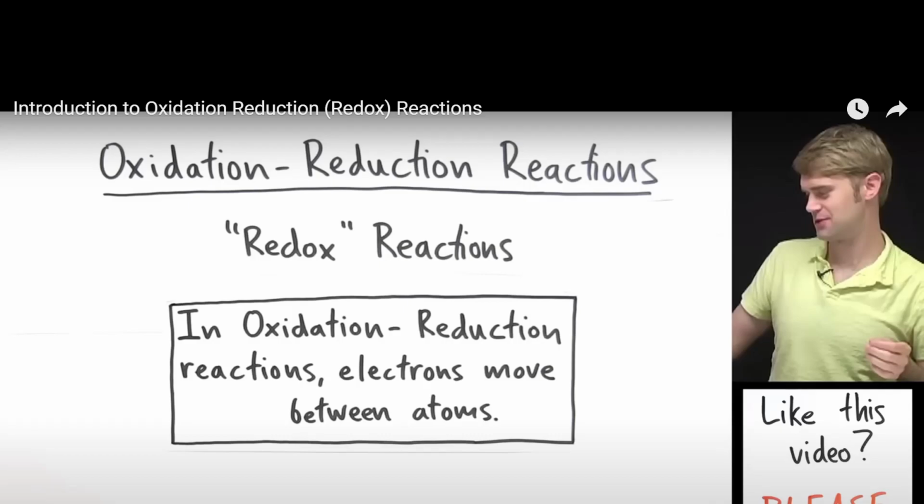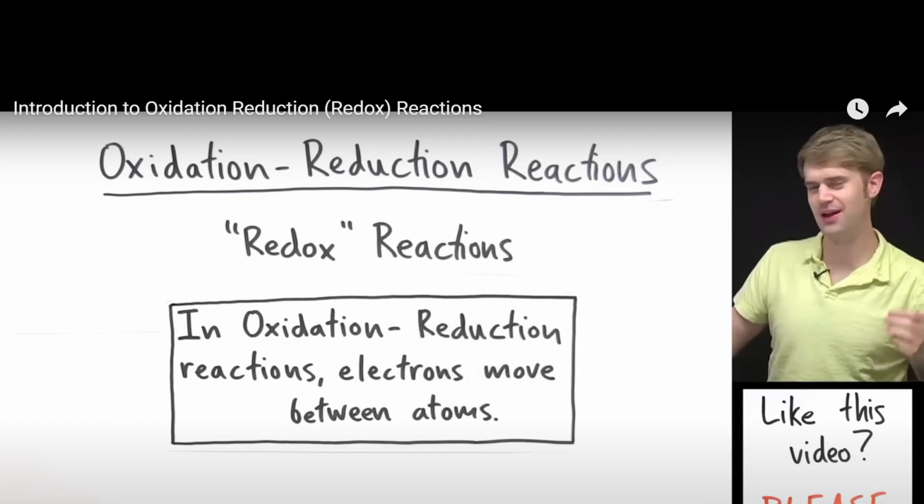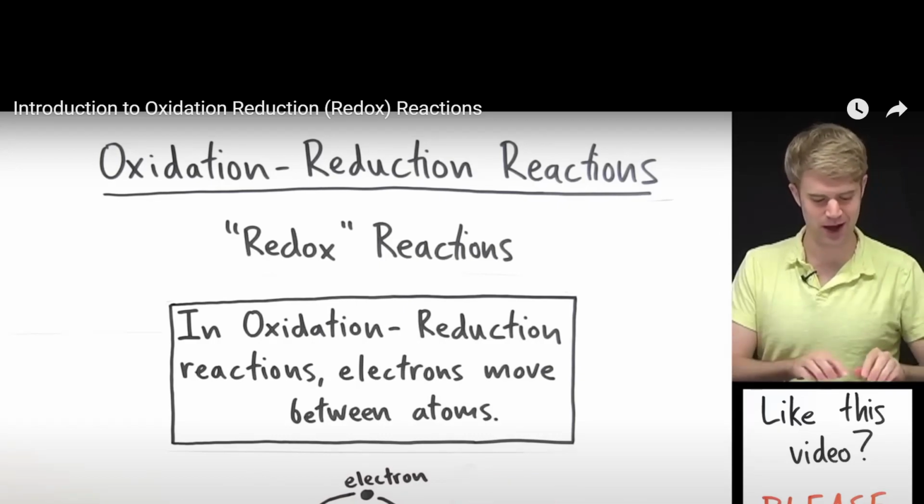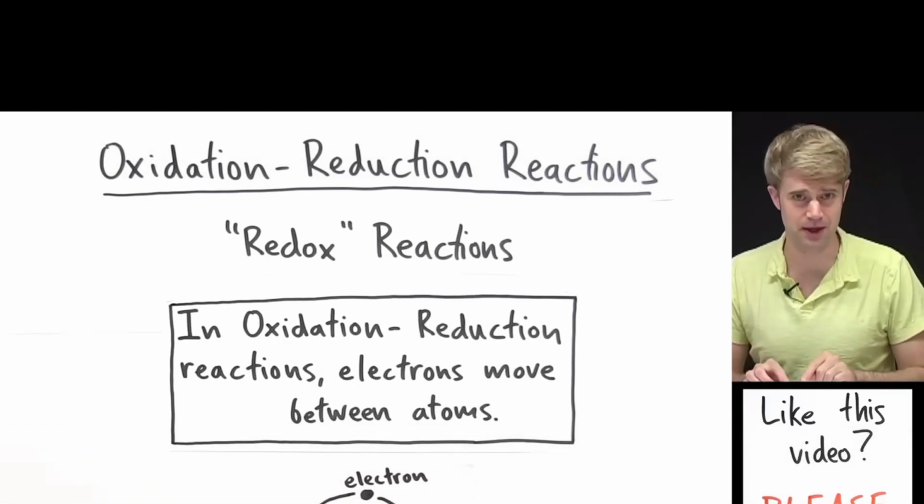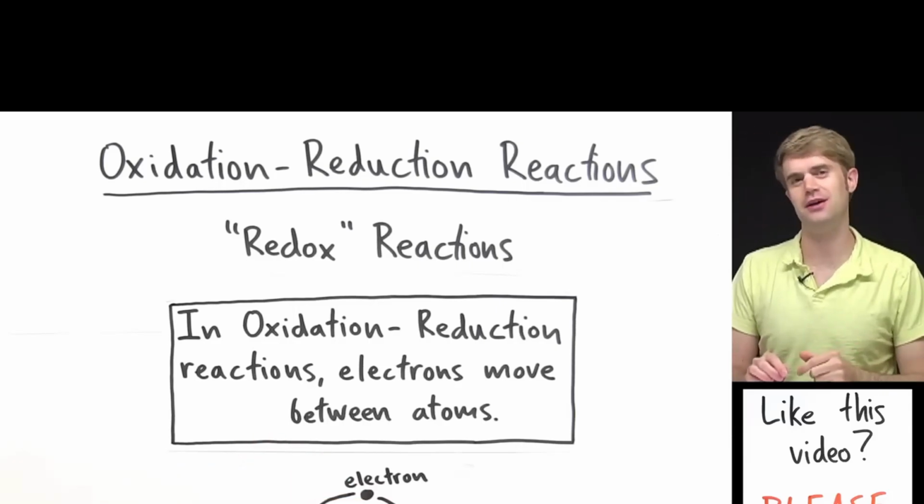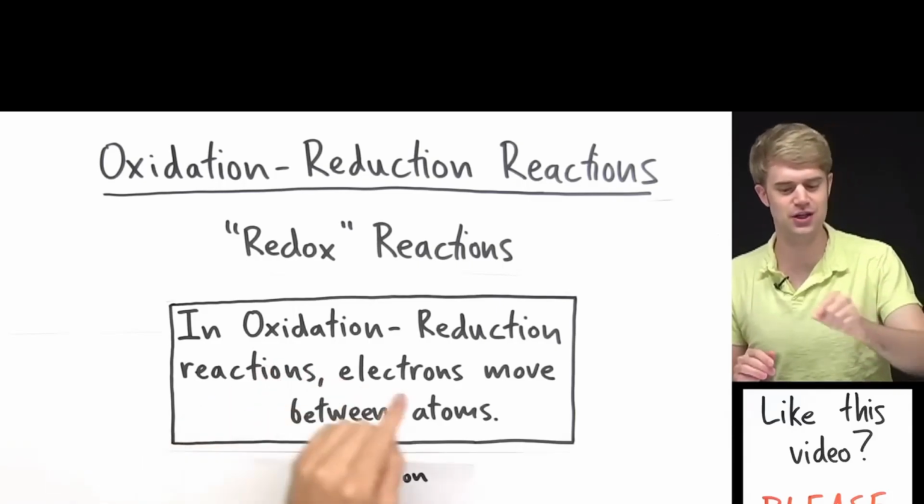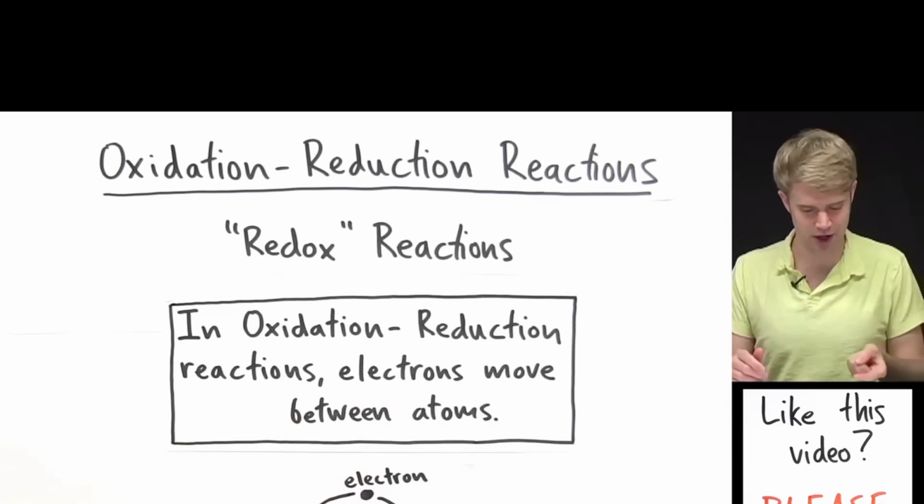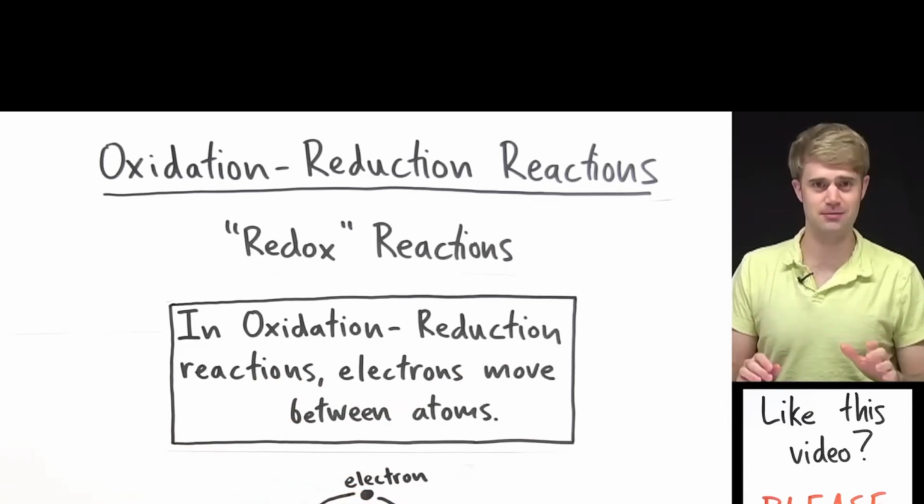in acids and bases, protons move from one substance to another, the hydrogens move. Here, it's electrons that are moving. Check out this diagram here. We got atom A and atom B, and there's an electron moving out of atom A into atom B. So this is definitely an oxidation reduction reaction because there's an electron moving between the atoms.